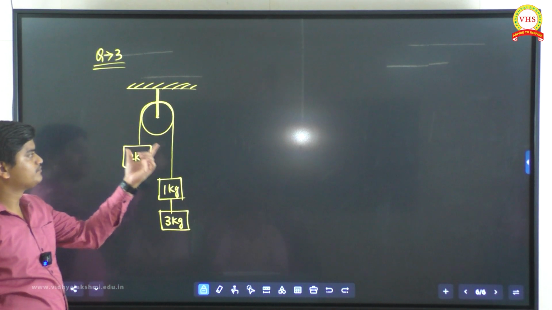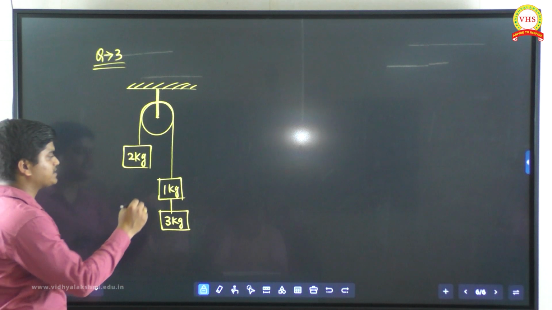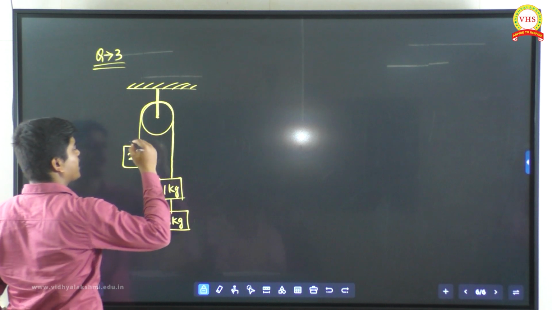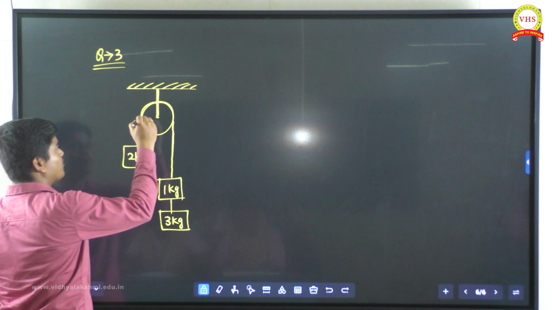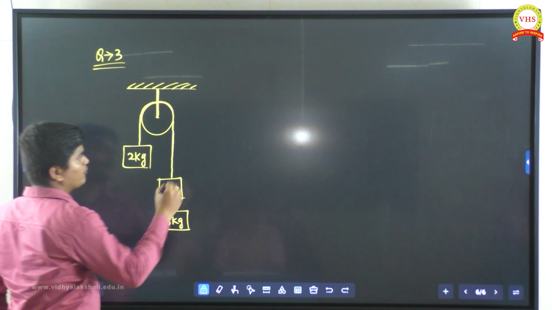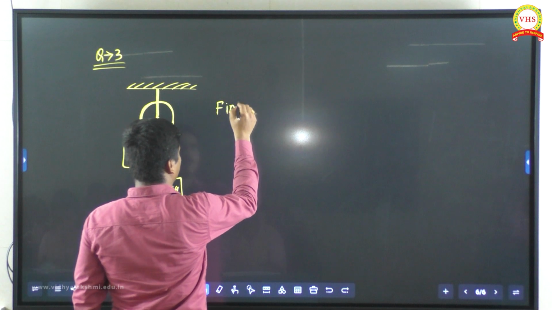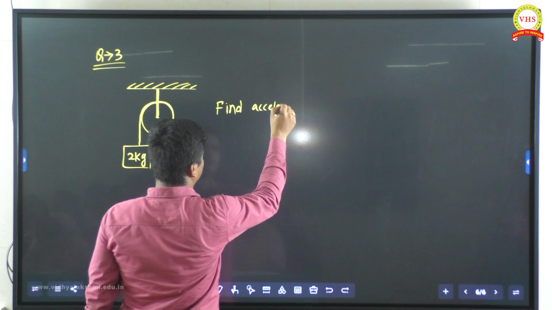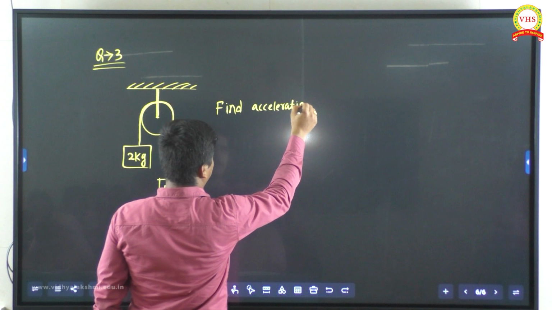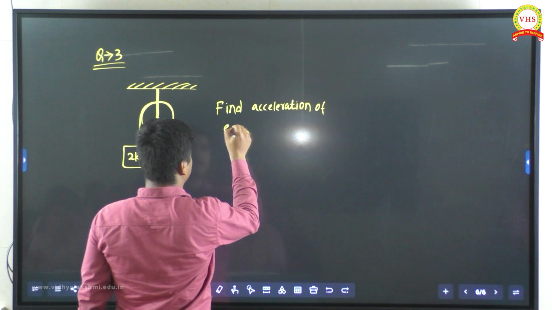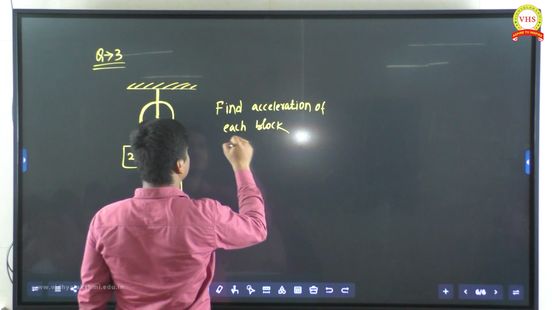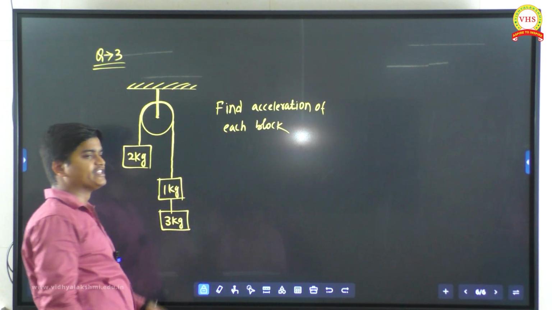All of you listen here. One system is given like this. Now in this system, what are they asking? Now you find the acceleration of each block. All blocks will move with the same acceleration.